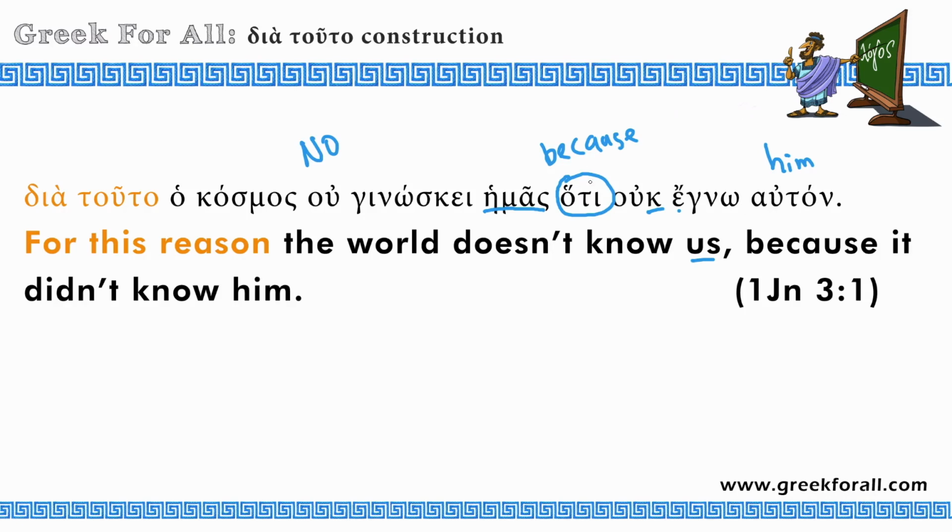All right, so this is the reason. It's not given before this phrase, but it's written after. We can actually move this whole clause after, and we will receive because the world didn't know him, didn't know Jesus, for this reason it doesn't know us. So it goes both ways. But in this particular example, John decided to place the result first and then give us the reason why the world doesn't know us. So for this reason, the world doesn't know us because it didn't know him.